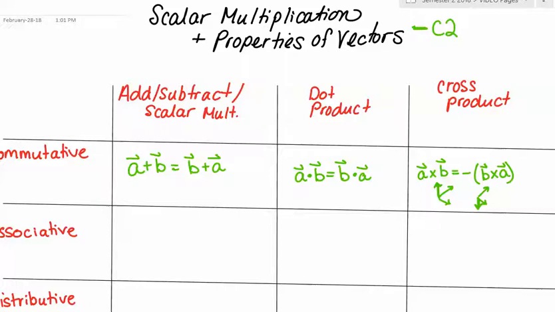The next one, associative, just shows us kind of like an order of operations, BEDMAS thing. So if I'm going to add vector A plus B, and then I want to add vector C, well, it turns out it doesn't really matter what order I add them in. I could do vector B plus C first, and then add it to vector A.